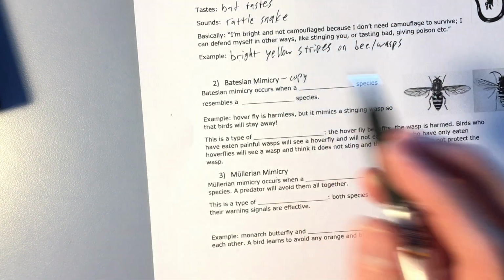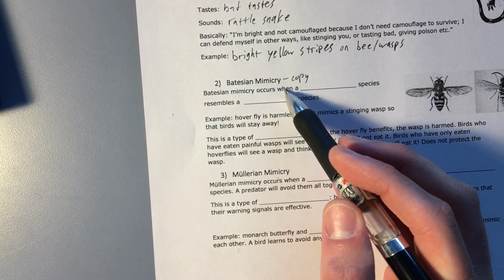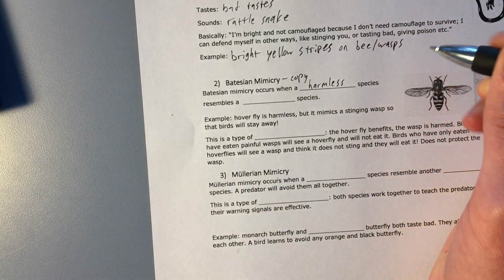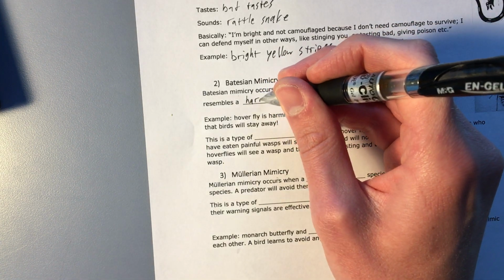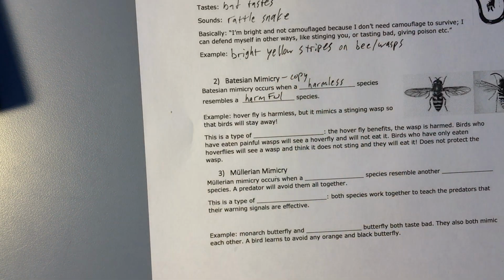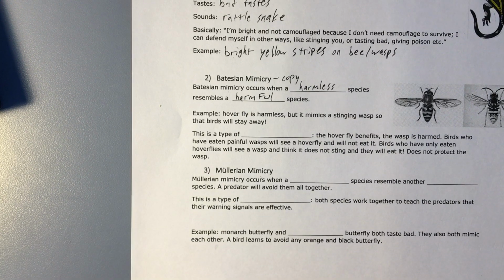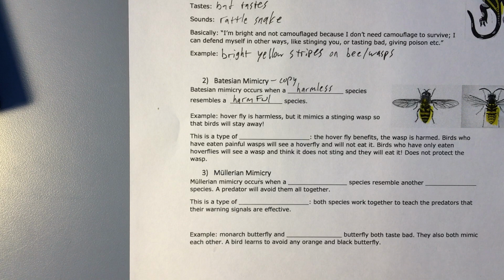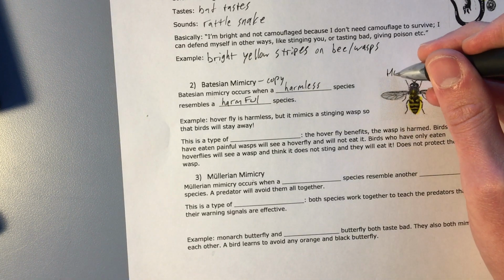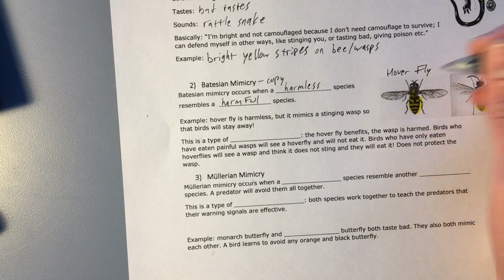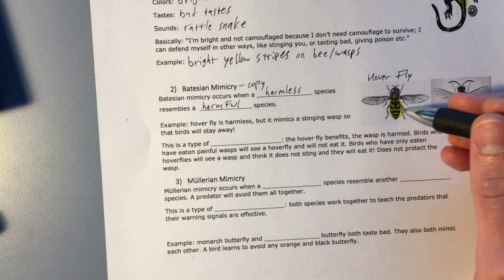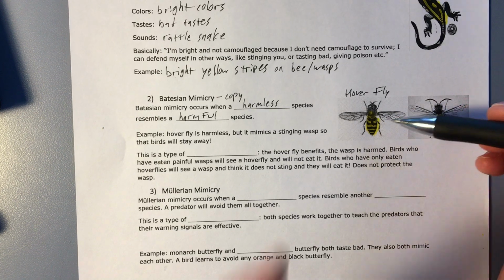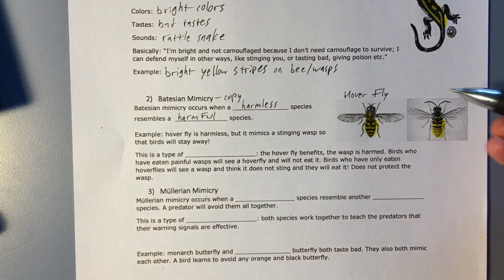So there are two types of mimicry. Batesian mimicry occurs when a harmless species resembles a harmful one. For instance, right here, this little guy is yellow and black. This one is a hoverfly. He doesn't sting, he's just like a fly. We have a lot of these around here, and they're really cute. If you hold out your hand, they'll come and land on you. So they're just little hoverflies.